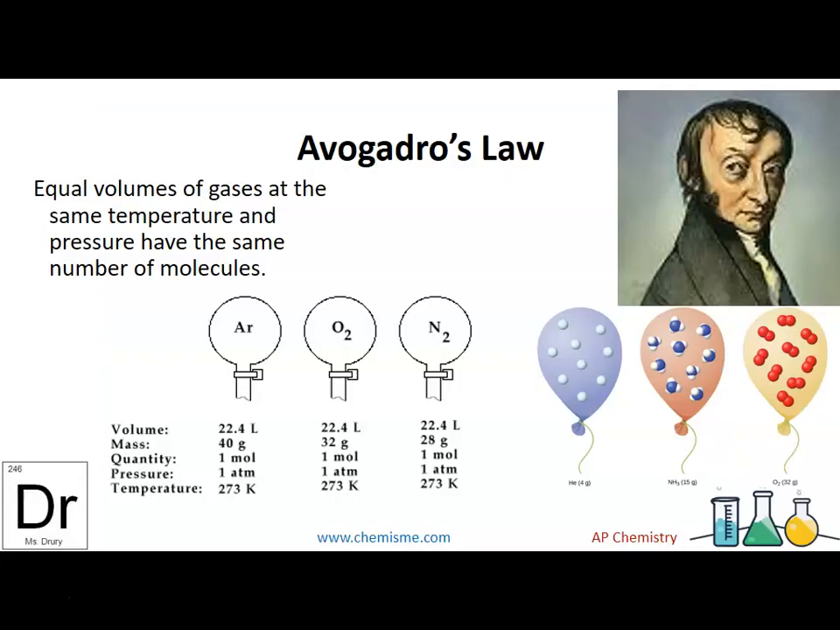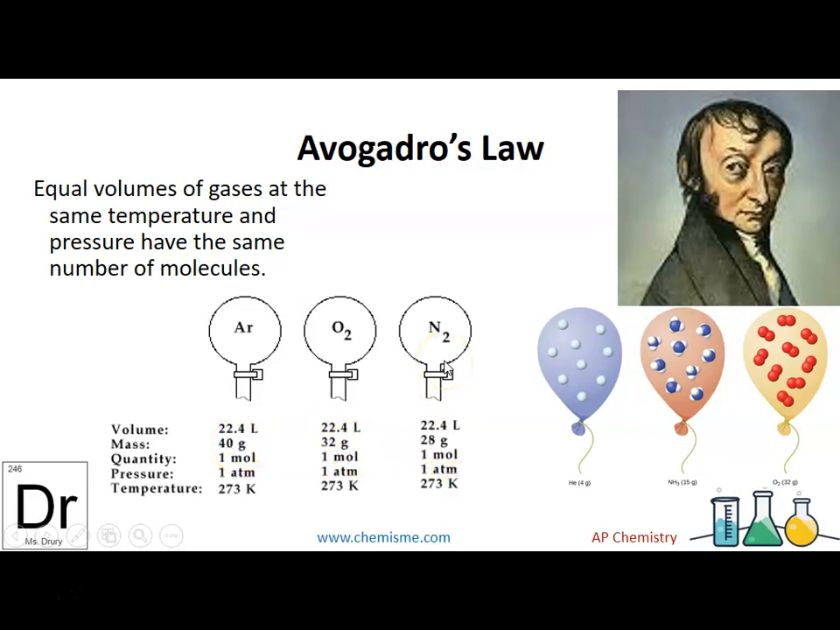We have another rule we talked about last year called Avogadro's law, that's saying that equal volumes of gases at the same temperature and pressure have the same number of molecules. So if you look at the picture on the left, argon, oxygen, and nitrogen have the same volume, the same amount of moles, the same pressure, and therefore the same temperature. What's not the same is their masses, right? We know from the reference table their masses are slightly different.